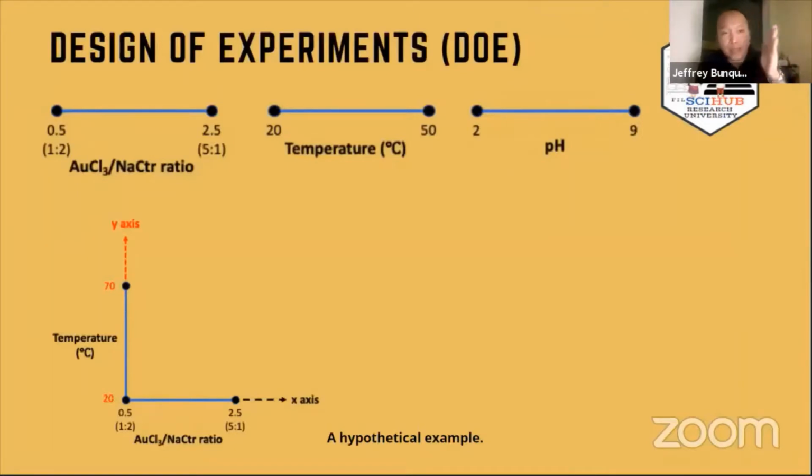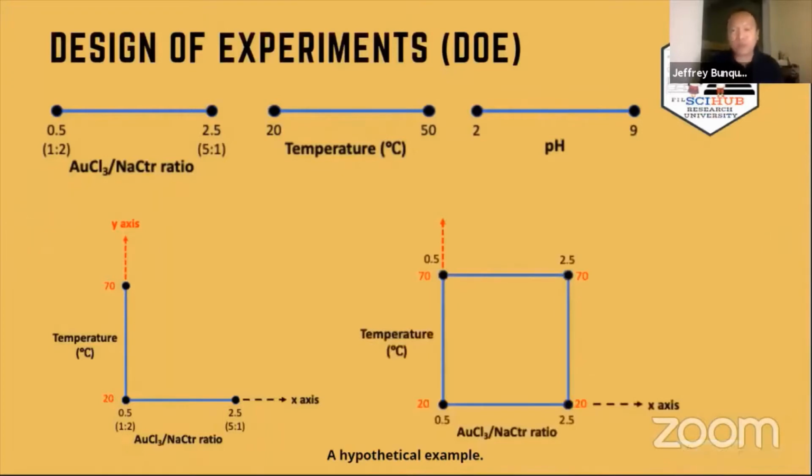So ito po, may x and the y-axis, and then next slide, if you would build a square around it, kita po ninyo na meron kayong 4 sets of combinations wherein you have low values for both the ratio of precursors and temperature, a combination of high and low, and a combination of low and high. So ito po yung minimum 4 different experiments that you should do if you are going to keep, say, the pH constant.